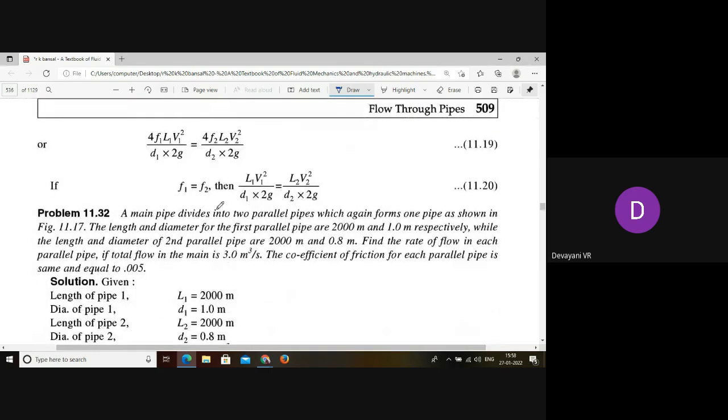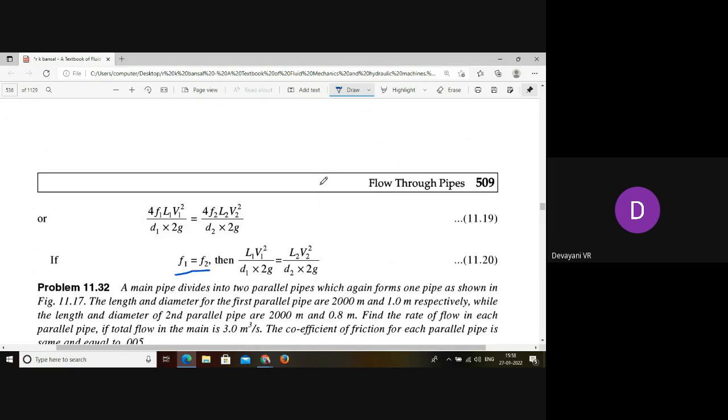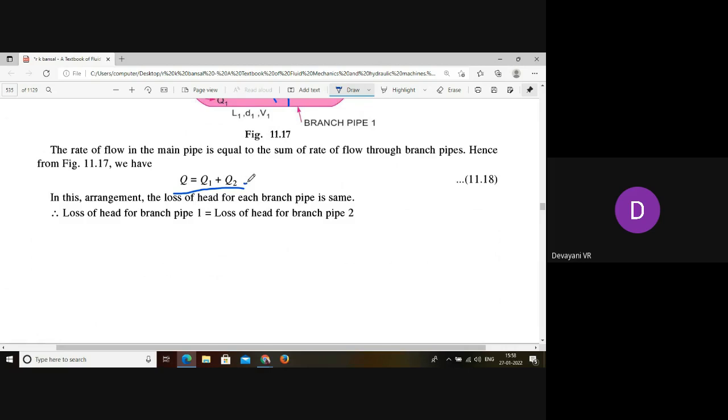So based on that we can say the equation will be 4f1 L1 V1 square by 2g D1 is equals to 4f2 L2 V2 square by 2g D2. And if f1 is equals to f2, then the equation will be L1 V1 square by 2g D1 equals to L2 V2 square by 2g D2. And here the discharge will be a summation, that is Q equals Q1 plus Q2. So that is the main difference.